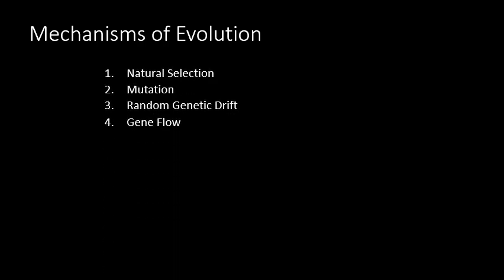Moving away from Mendelian genetics, which deals with how genes are inherited or transmitted across generations, anthropology and evolutionary biology are also interested in population genetics, or the mechanisms of evolution. How does all this stuff take place? So here I want to talk about four different types of mechanisms: natural selection, mutation, random genetic drift, and gene flow.